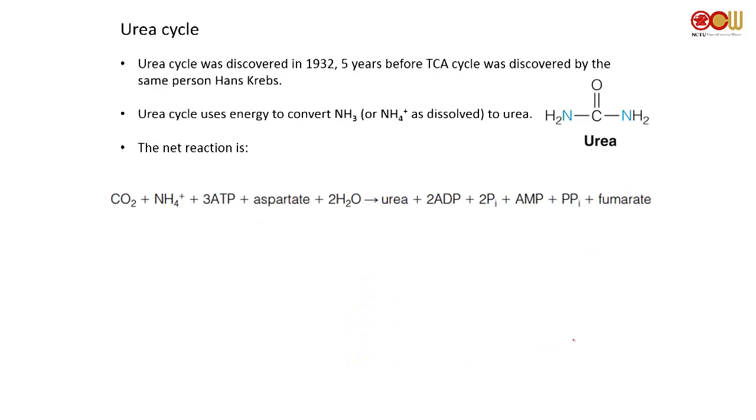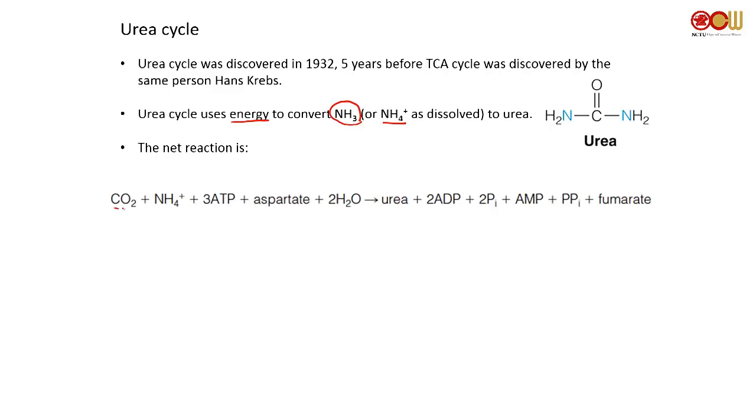So urea cycle. Okay, so this is what we're going to talk about. Urea cycle was discovered in 1932, 5 years before the TCA cycle was discovered by the same person. Urea cycle uses energy, okay, that's a key. It uses energy to convert ammonia, okay, or ammonium, okay, to urea. The net reaction, I'm going to throw the net reaction in your face right now.